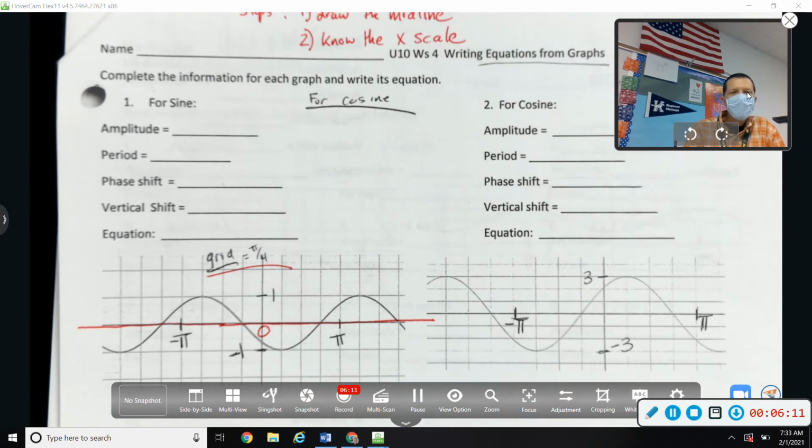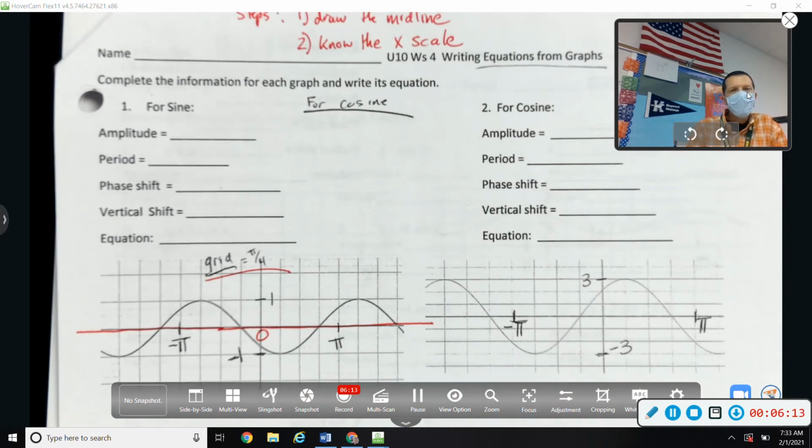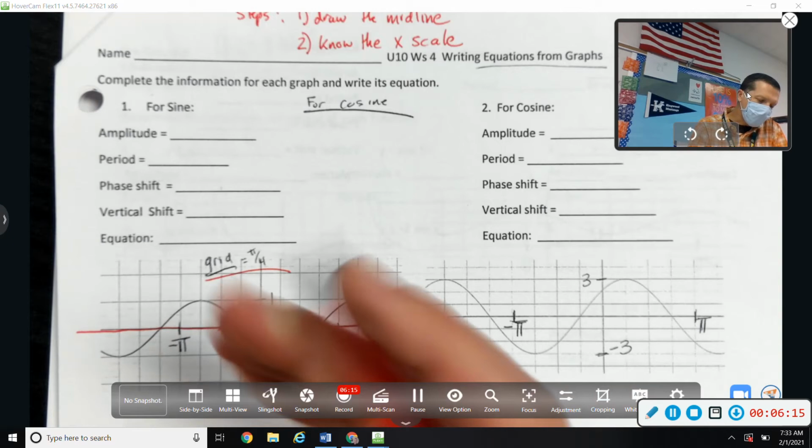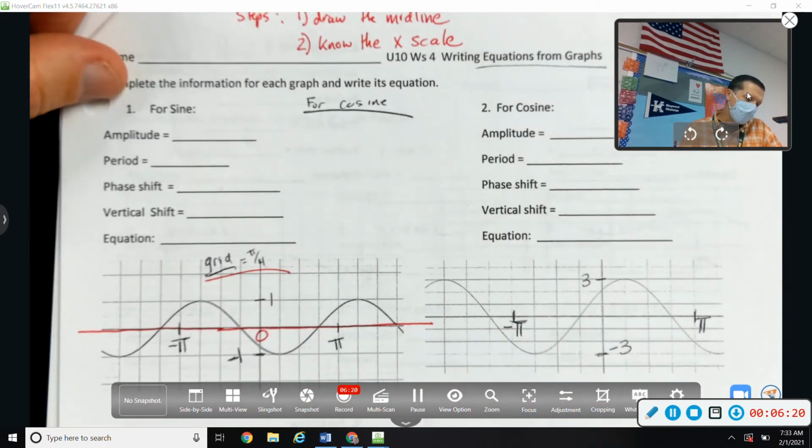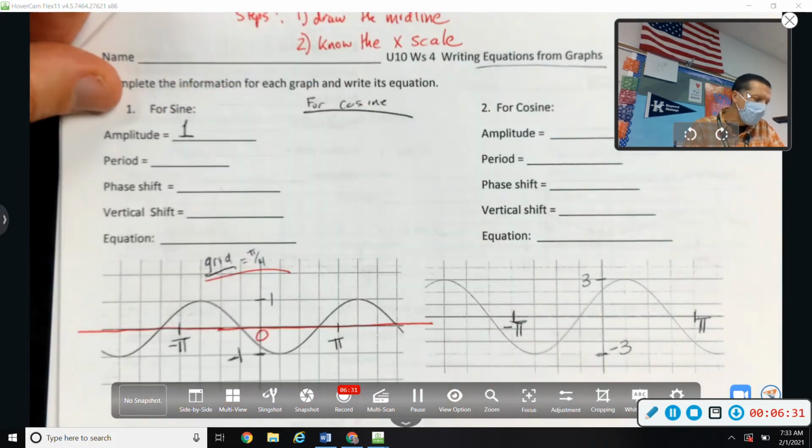pi over 4. So once we know for sure where the midline is, once we've got the grid outlined, then we're ready to answer these questions. So you tell me, looking at that picture, what's the amplitude of that graph? One. It goes one above and one below the midline.